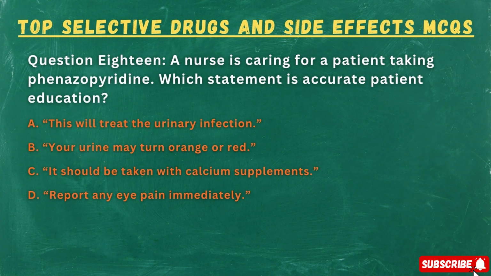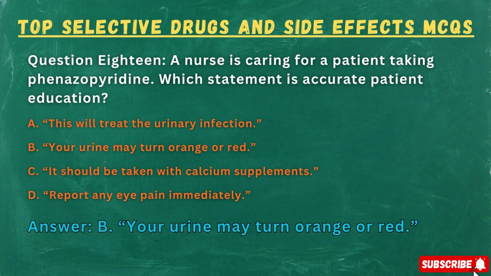Question 18. A nurse is caring for a patient taking phenazopyridine. Which statement is accurate patient education? A. This will treat the urinary infection. B. Your urine may turn orange or red. C. It should be taken with calcium supplements. D. Report any eye pain immediately. Answer: B. Your urine may turn orange or red.